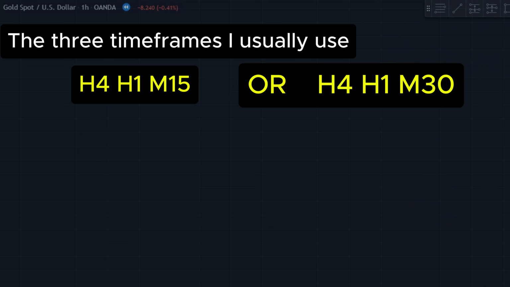The 3 time frames I usually use are the 4-hour, 1-hour, and 15-minute, or the 4-hour, 1-hour, and 30-minute. Depending on the currency pair or the type of commodity I'm trading, I use these 3 time frames. Simply because I have a lot of time. I'm a day trader who only trades within the day.